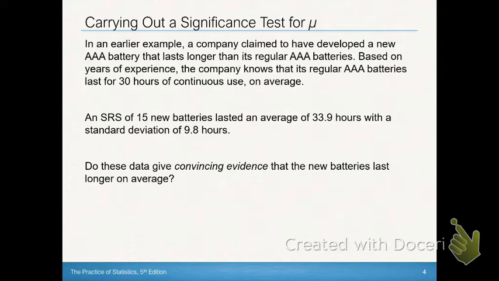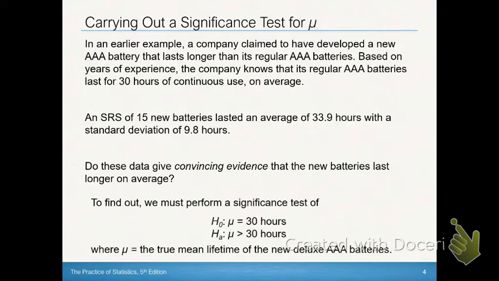a significance test. So, just like we did in the previous unit, we've got the state, plan, do, conclude outline, and our first step is to set up our hypotheses. We'll start by saying the claim distribution has a mean of 30 hours, and we have some evidence to suggest that maybe it's more than 30 hours.